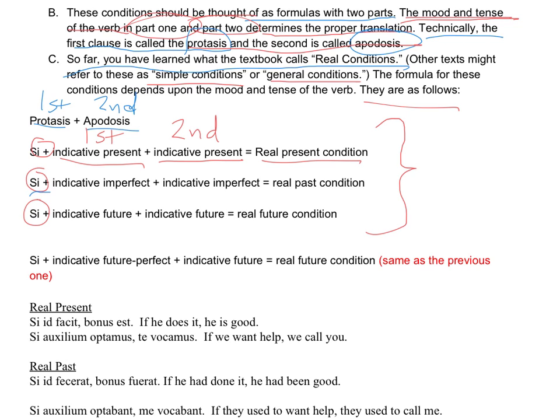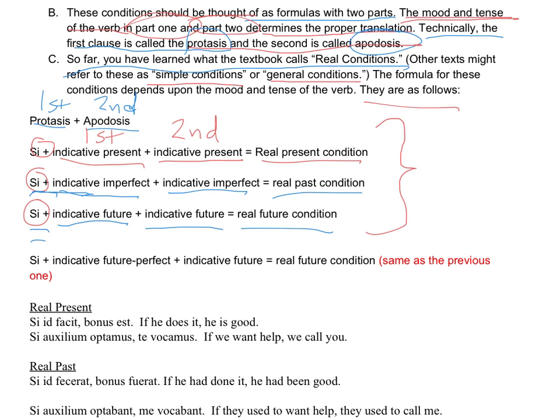The second kind of condition in this category of real conditions has the word si, that means if. It has an indicative imperfect followed by an indicative imperfect, and that's called a real past condition in your book. Again, other books might call it a simple past condition or a general past condition. Doesn't really matter, we'll call it a real past condition. The third formula is the word si, which means if, an indicative future plus an indicative future gives you what you would call a real future condition.